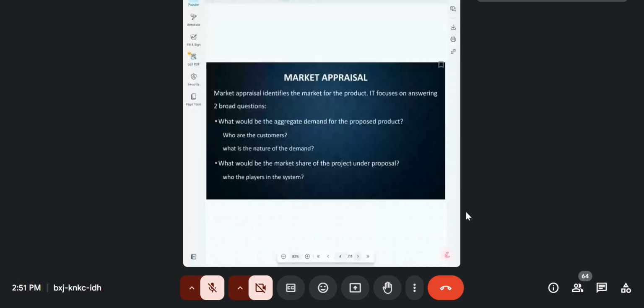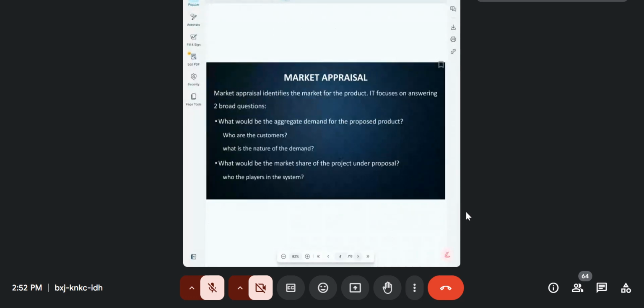So market appraisal identifies the market for the product. It focuses on answering two broad questions. Question one, what would be the aggregate demand for the proposed product? Who are the customers? What is the nature of the demand? So here we want to know what the demand for this product is. Because if there's no demand for the product, there is no point in doing that project.